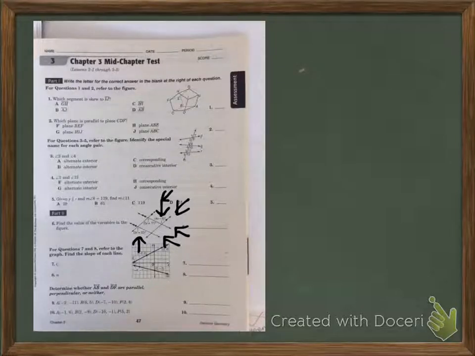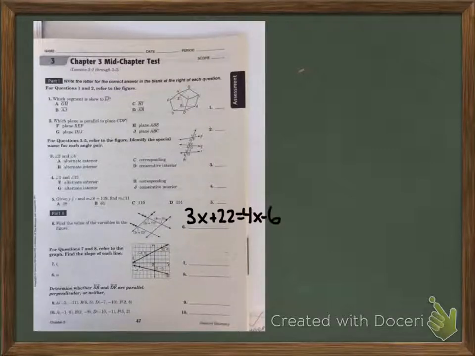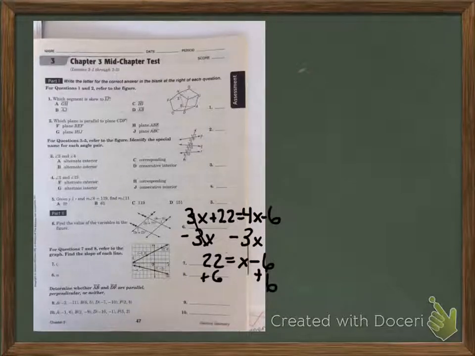Okay, which is a little tricky to see just because there's two sets of lines, but that would make them equal to each other, because alternate interior are equal. So we're going to put them equal to each other to solve for x, and we would subtract to combine like terms. So we get 22 equals x minus 6, and so x would be 28.